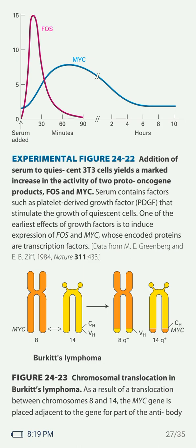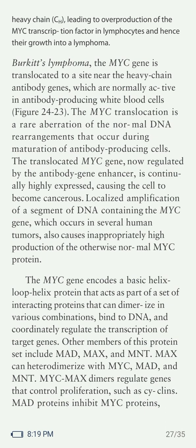Chromosomal translocation in Burkitt's lymphoma: as a result of translocation between chromosomes 8 and 14, the MYC gene is placed adjacent to the gene for part of the antibody heavy chain, leading to overproduction of MYC transcription factor in lymphocytes and hence their growth into the lymphoma.